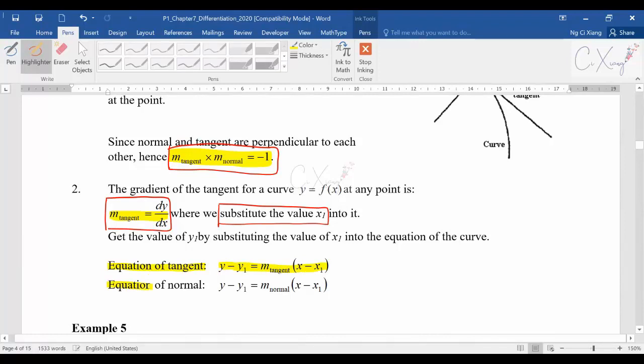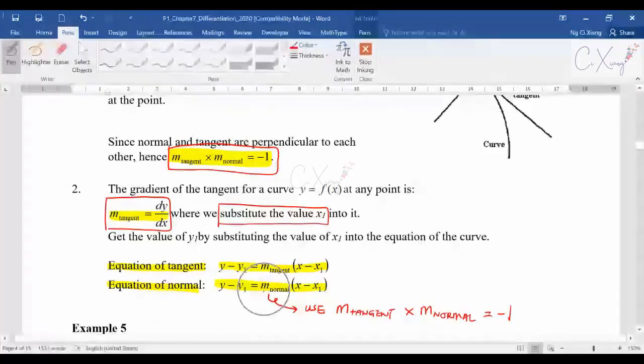Then to get the equation of the normal, you use y minus y1 equals the gradient of the normal times x minus x1. Of course, before you get the gradient of the normal, you use the equation just now: the gradient of the tangent multiplied by the gradient of the normal equals -1. After you apply this and get the gradient of the normal, only then do you put it into the equation of the normal to get the answer. Generally, this is the basic concept of how to form the normal and tangent equations.